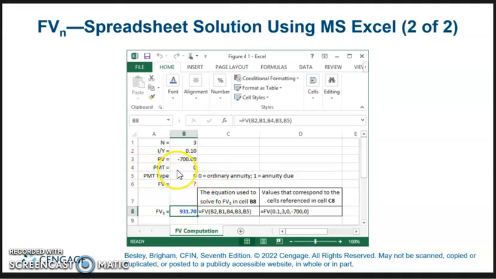There's also, in the function, a payment type, which can be an ordinary annuity or an annuity due. You can leave this blank if you don't have payments, and it defaults to ordinary if you leave it blank as well. But in this case we have no payments, so equal FV, and then we pull in all the information, and just like before, it equals $931.70.